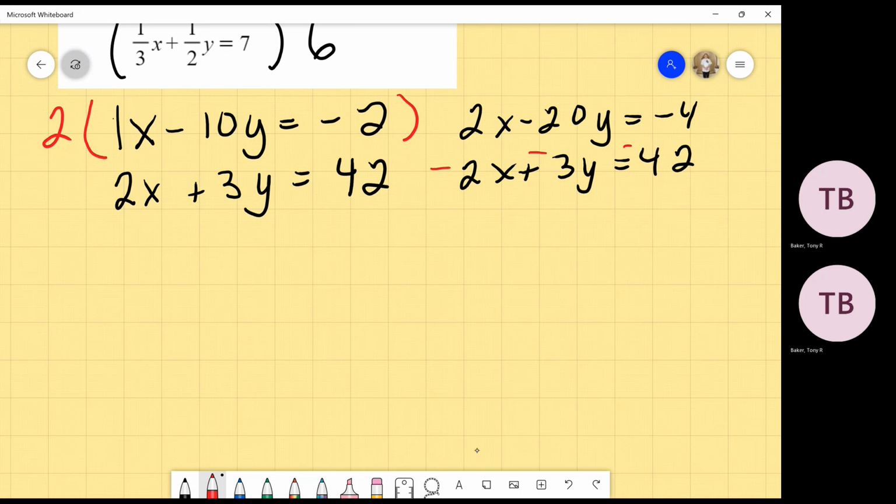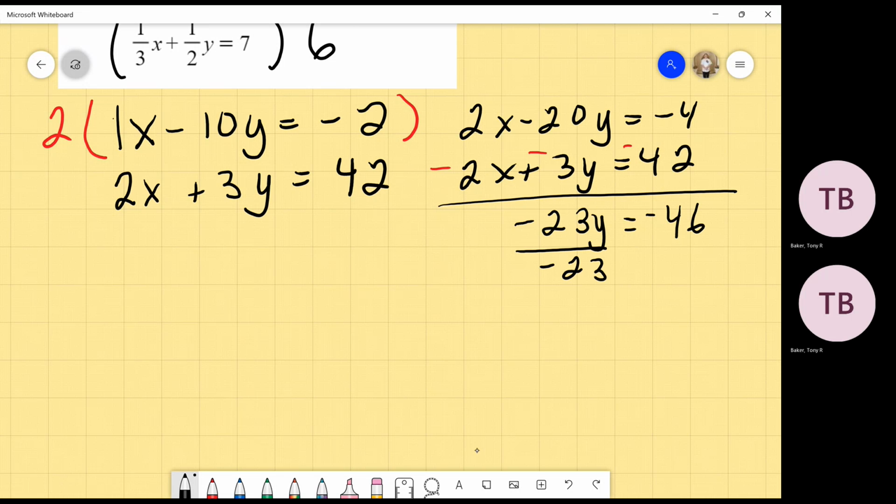Flip all my negative signs. So -23y equals -46. See? Be careful with your wording. So y equals 2.